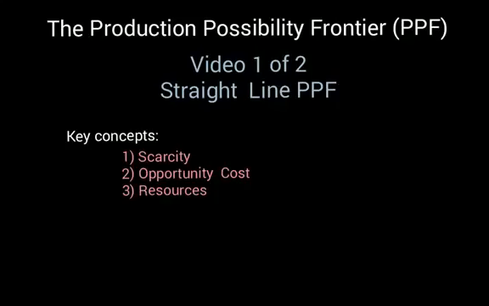A really key concept in economics, and one of the first major diagrammatic concepts that you come across, is often the production possibility frontier. It may well be called the production possibility curve. They mean essentially the same thing. This is the first of a couple of videos that I'm going to do on this, and we normally start by thinking about a straight line PPF. It's a slightly simpler way of looking at things. The next video is going to deal with a slightly more complex, slightly more realistic curved PPF.